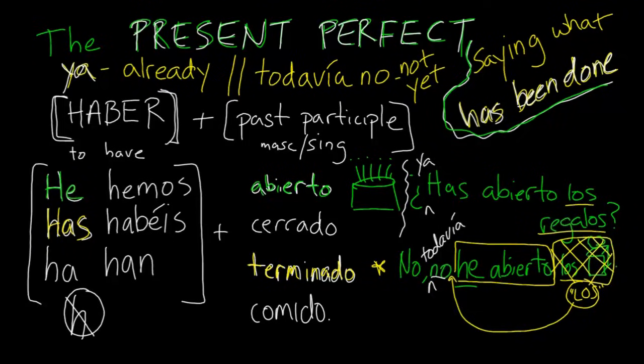The present perfect: a form of haber plus your past participle. Haber in the present tense is has, a, hemos, habéis, han, and we remember that we don't pronounce our H in Spanish. Two keywords that will help us extend our ability to communicate would be ya and todavía no.